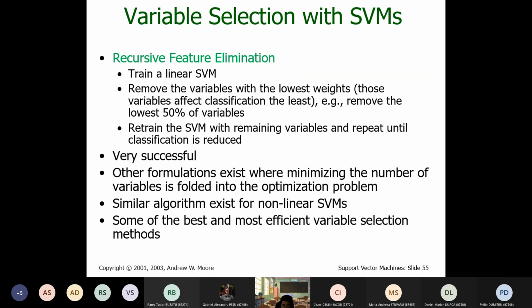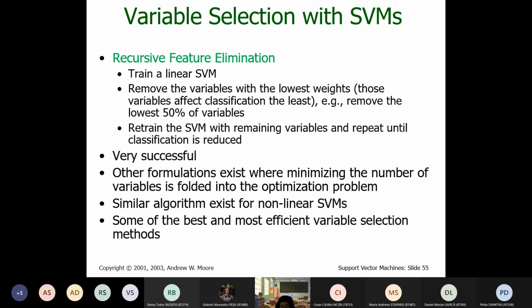SVMs can be used in recursive feature elimination. For example, you can train a linear SVM, see what variables have the lowest weights, because those variables are the ones affecting the classification the least, and therefore you can remove those, and then retrain the SVM only with the remaining variables, and repeat this procedure until you have reached a satisfiable number of variables.